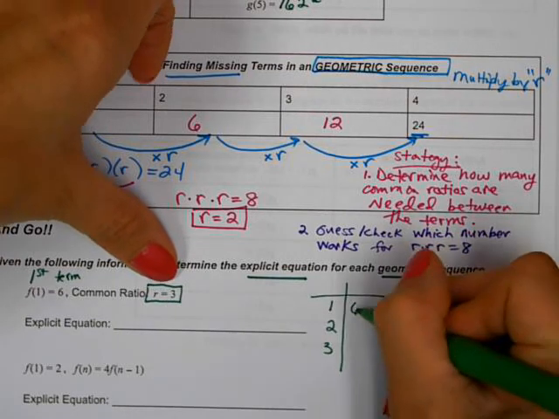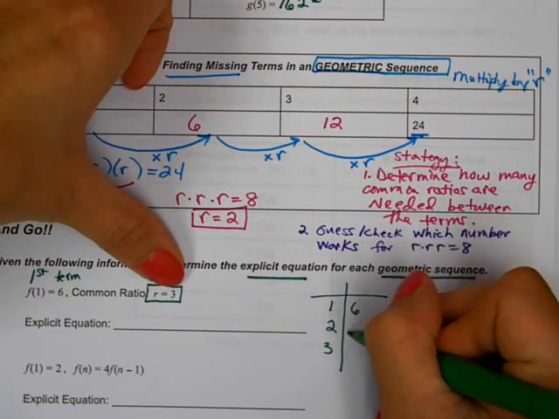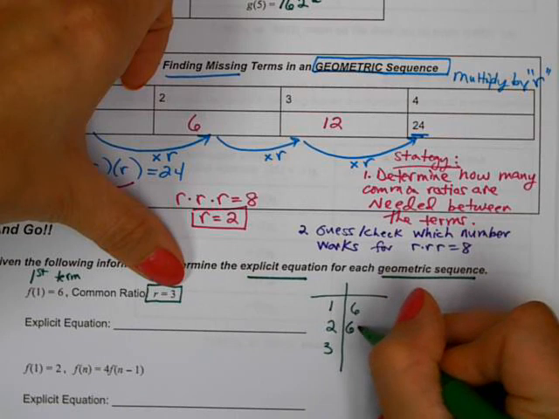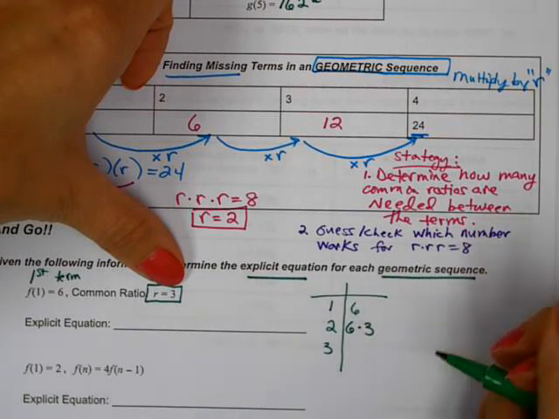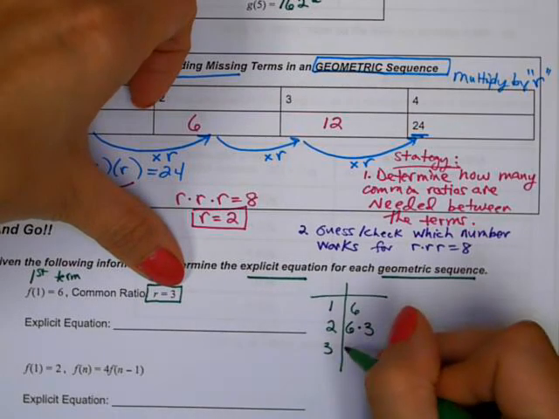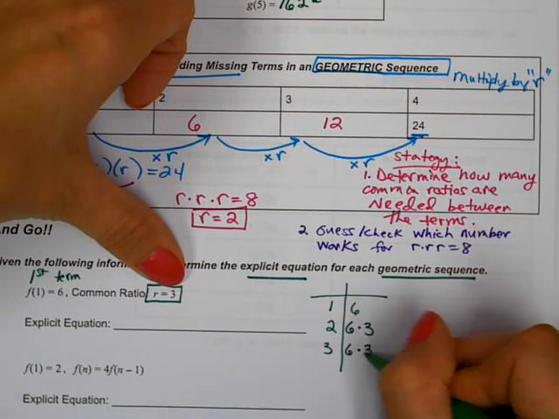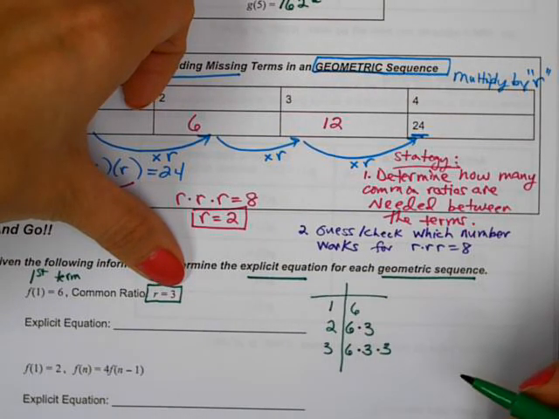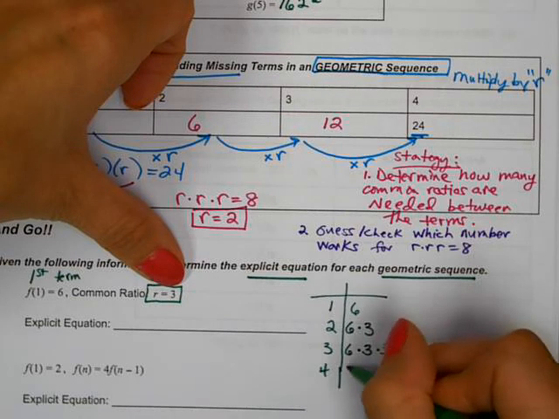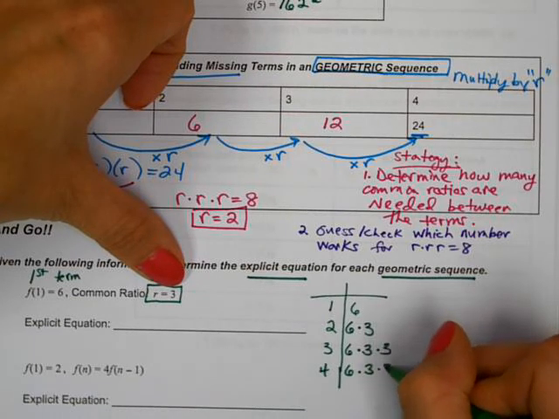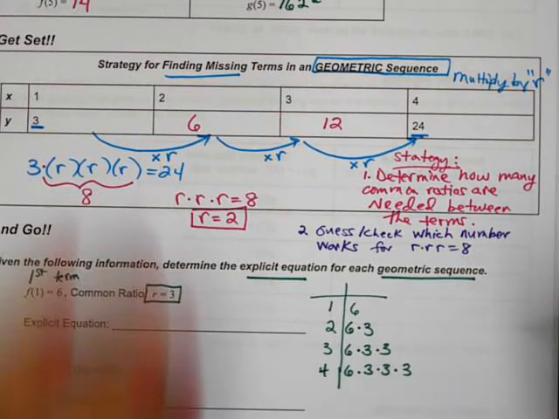So if the first term is 6, I'm going to multiply by 3, and that would be 6 times 3. And then to get to the third term, it would be 6 times 3 times 3. To get to the fourth term, it would be 6 times 3 times 3 times 3. I think I'm noticing the pattern.